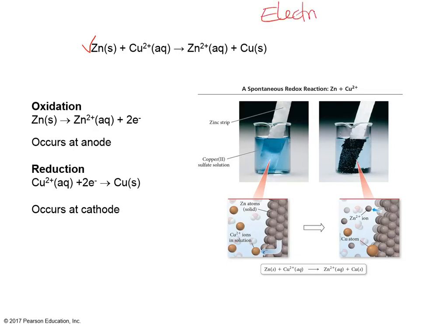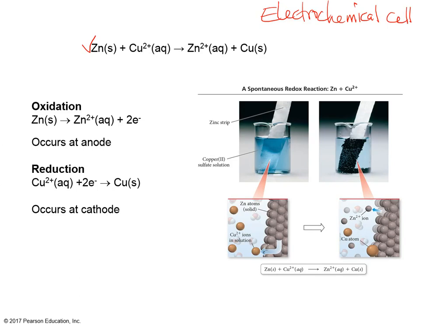So, an electrochemical cell. It's like a battery. It is a cell that uses movement of charges. In this case, positive and negative charges.